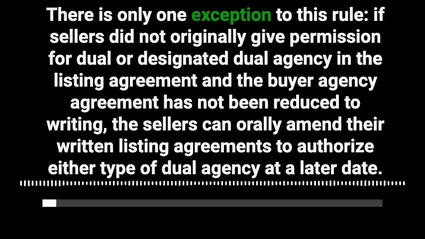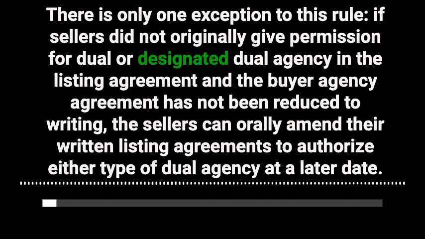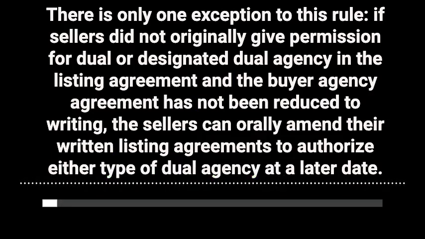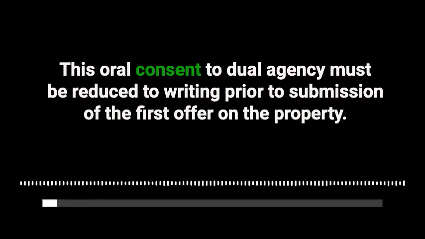There is only one exception to this rule. If sellers did not originally give permission for dual or designated dual agency in the listing agreement, and the buyer agency agreement has not been reduced to writing, the sellers can orally amend their written listing agreements to authorize either type of dual agency at a later date. This oral consent to dual agency must be reduced to writing prior to submission of the first offer on the property.